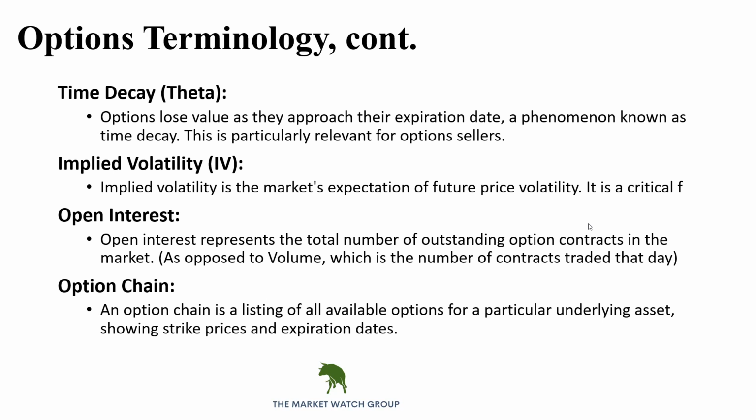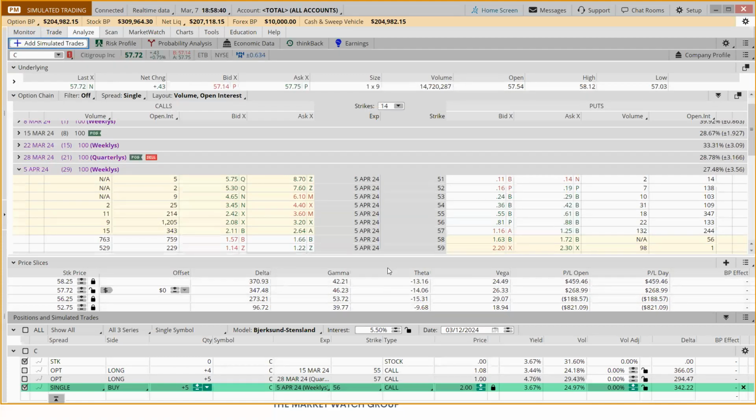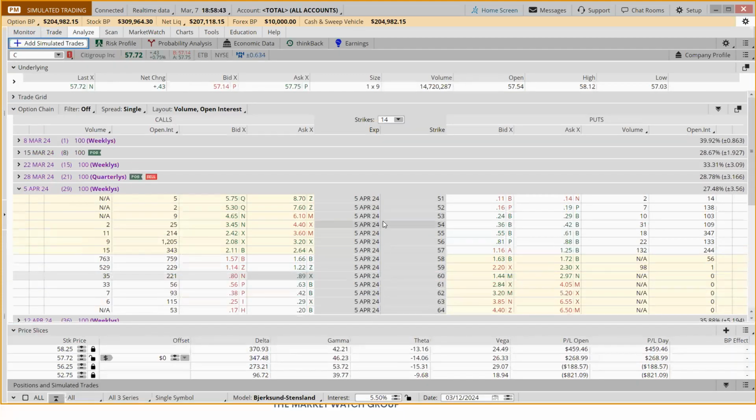An option chain. When someone says a chain, what's that? That's just your quotes. That's the listing of all available options for any particular asset. It's going to show you the strikes and the expirations. So for example, well, no, that's not it. This is an options chain here.